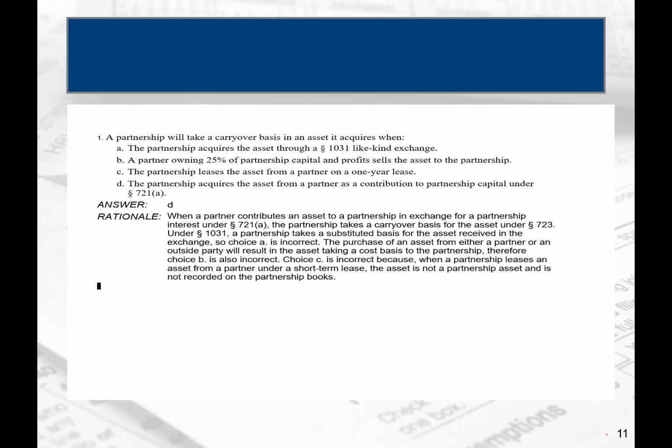A partner owning 25% of partnership capital profits less than, okay, that is just wrong. I mean, you can put anything you want on paper. Paper takes anything. So that's not correct. C, the partnership leases the asset. D, the partnership acquires the asset from a partner as contribution to partnership capital under section 721, is where we have the carryover basis coming from the partner to the partnership.